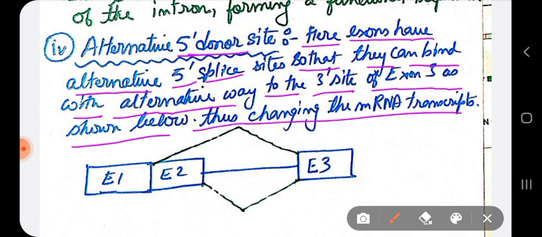So again I repeat, let me try to explain. From this figure, if you see, I have not mentioned the direction of the mRNA. So in alternative 5 prime splice site or alternative 5 prime donor site, as exons have different 5 prime splice sites, they can bind in alternative ways. Like here you can see this is the 5 prime splice site, and this is another 5 prime splice site.